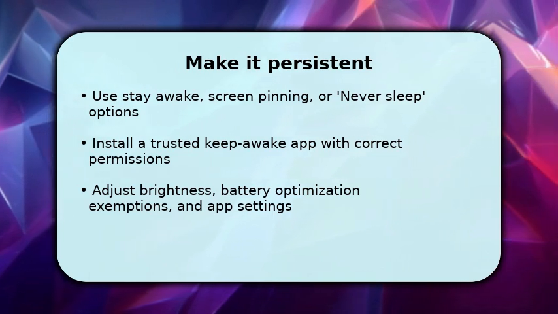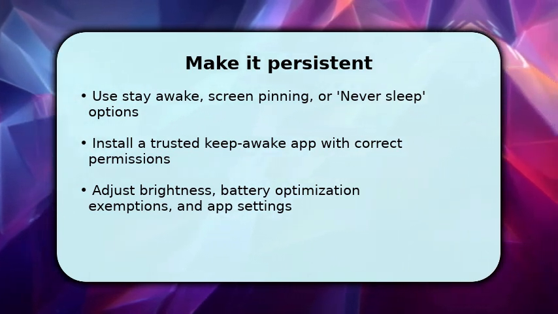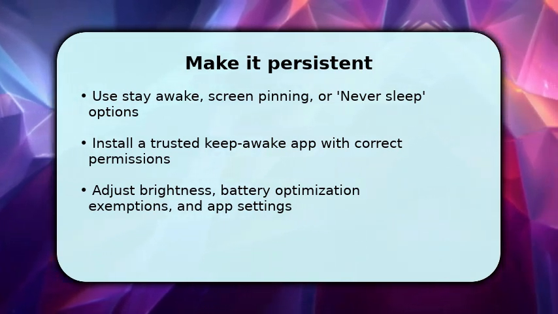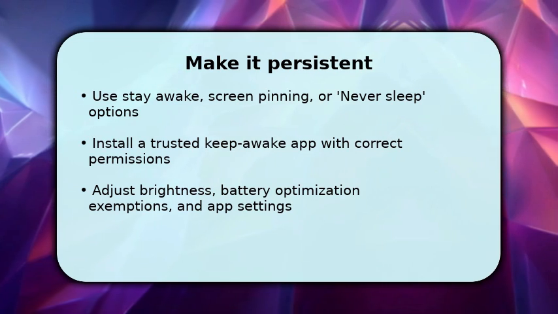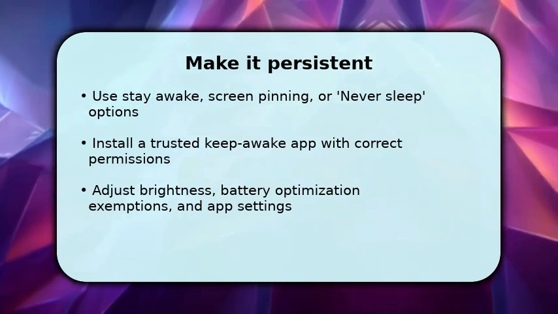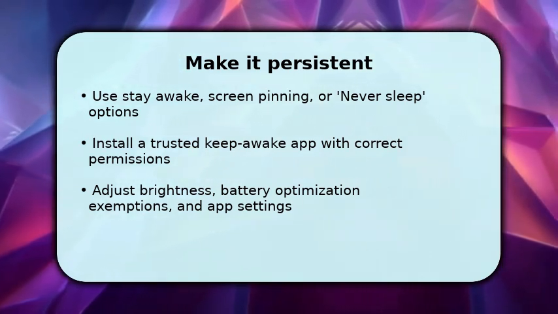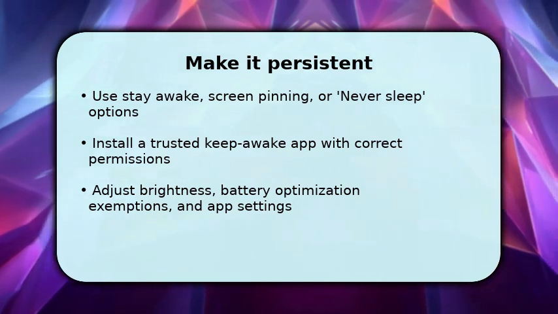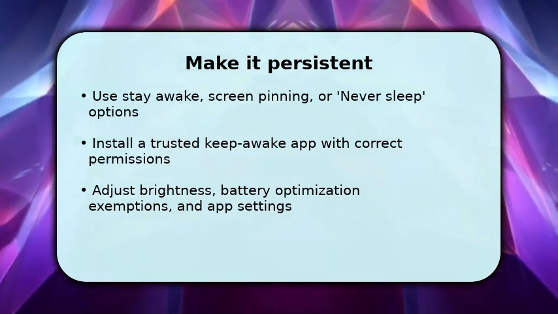If the OS lacks a never sleep toggle, install a reputable keep awake app and grant it the required permissions and battery exemption rights. Also adjust brightness and battery optimization so the system won't override the app. Together, these steps keep the screen reliably on while conserving power as much as possible.